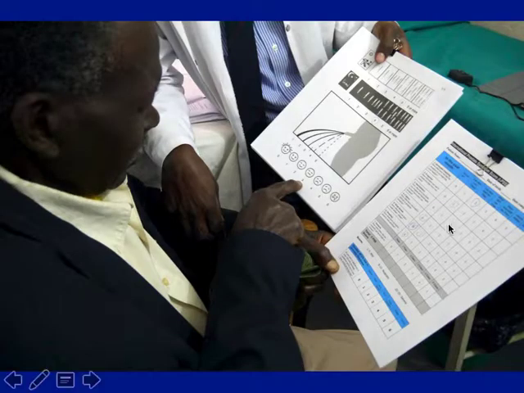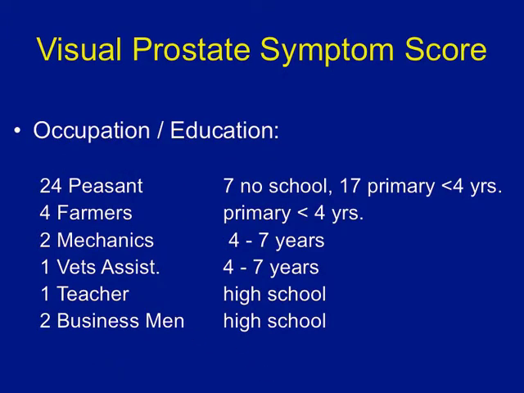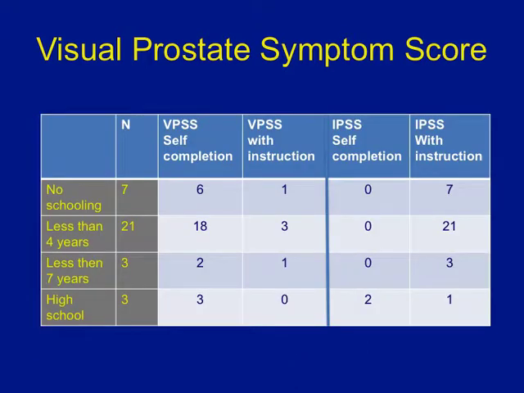Then we give the IPSS. Again, they have to try to self-complete it, and then we give it with explanation. So we had 34 people participate, mean 69 years. Most of the people were peasants and farmers within our group. And we had 7 people who had never attended school, but then a large proportion of people had up to grade 4. A couple of people had attended high school.